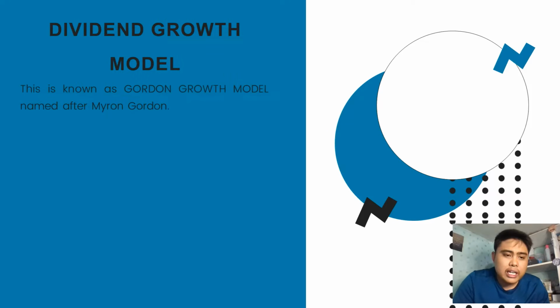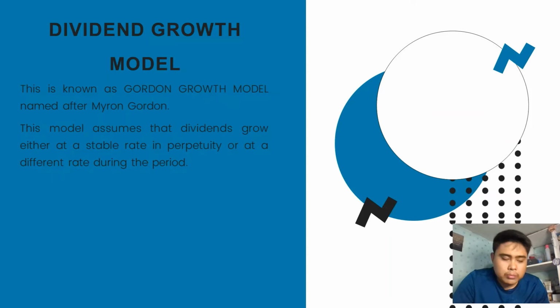Okay, so sige, let us start by discussing the dividend growth model. So this model is also known as the Gordon growth model because it was developed by Myron Gordon. And the dividend growth model assumes that dividend grows either at a stable rate in perpetuity or at a different rate during the period. So ang bottom line nito, this model assumes that dividend grows. Okay, ngayon ang question, sir, paano lumalaki ang dividends?